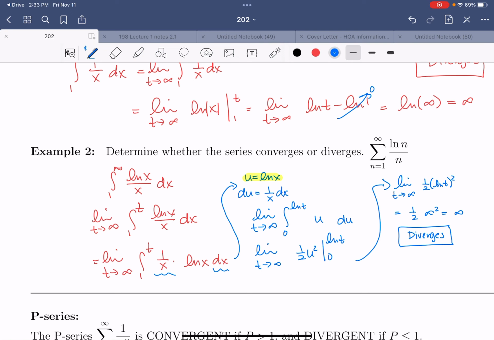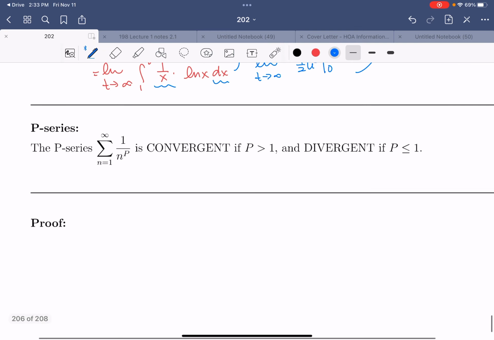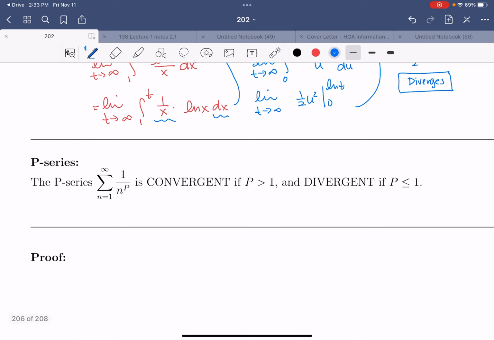Okay. One of the most common series that we can identify with the integral test is the p series. So the p series is another common series that we see. And the p series is the series n equals 1 to infinity of 1 over n to the p. Now, we saw this with improper integrals, where we said, okay, for which p-values does the integral diverge or converge? Okay, and here I'm telling you that it is convergent if our p is greater than 1. And it is divergent if p is less than or equal to 1.